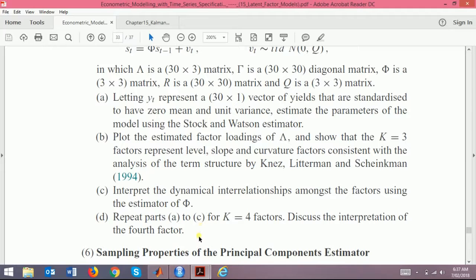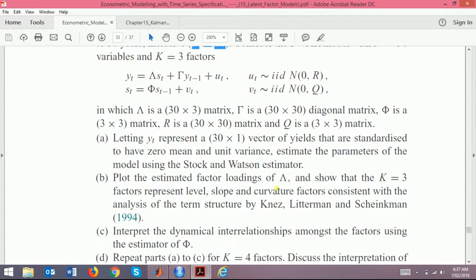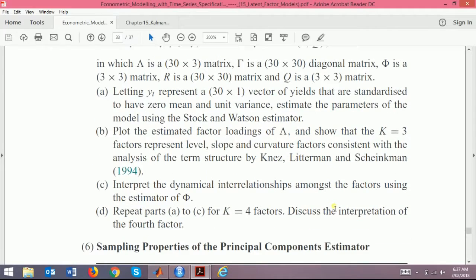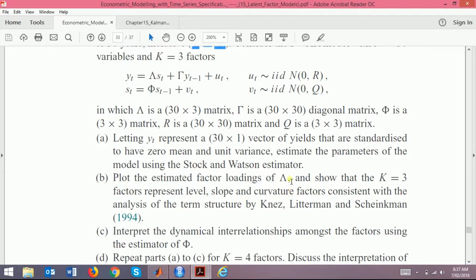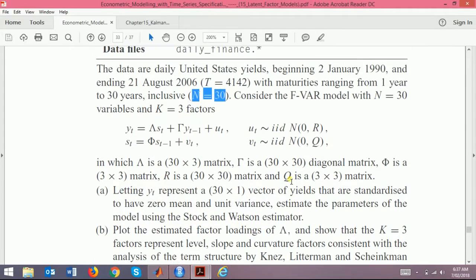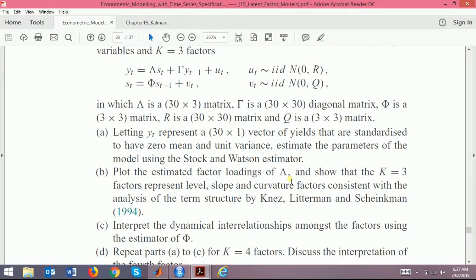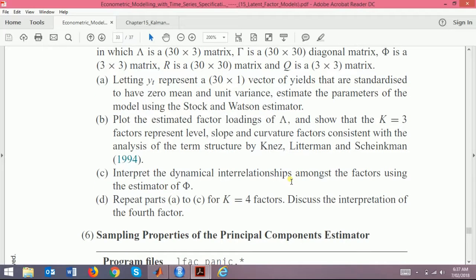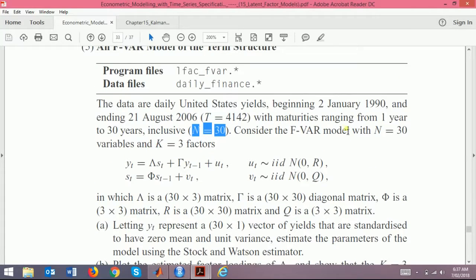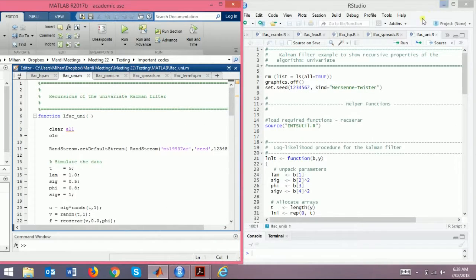Fine. Repeat parts A to C for k equal to 4 factors. Discuss the interpretation of the 4th factor. So the 3 factors are level, slope and curvature, as we said earlier. The factors will capture level, slope and curvature, and the 4th factor we are not sure about, but we'll estimate from there. So LFAC F bar is going to be an interesting one.